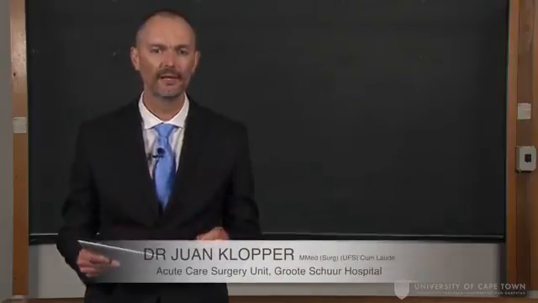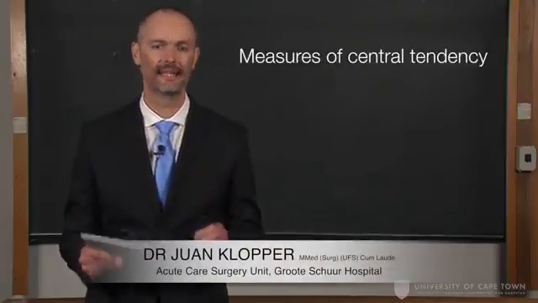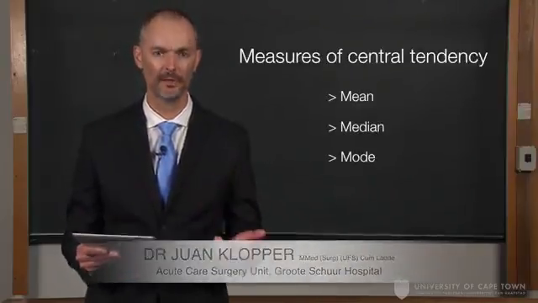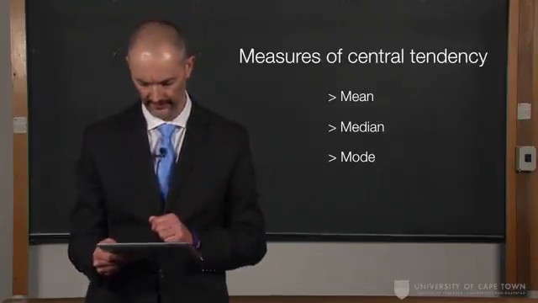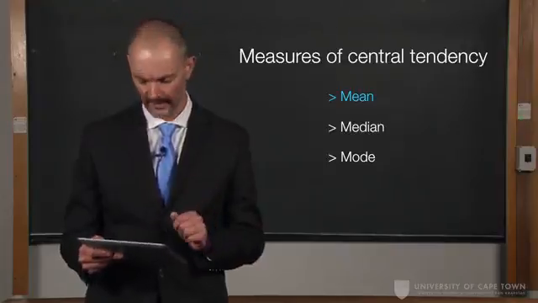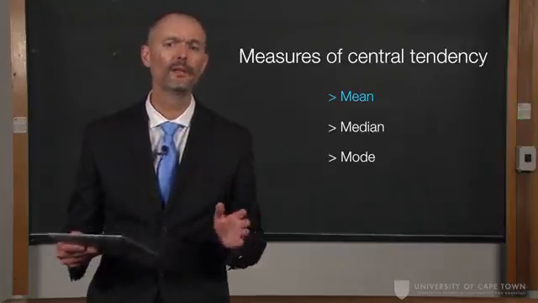Now in this section we're going to look at measures of central tendency: mean, median and mode. We're going to represent all our data values with a single value. Now let's start off with mean. It's also more commonly known as the average.